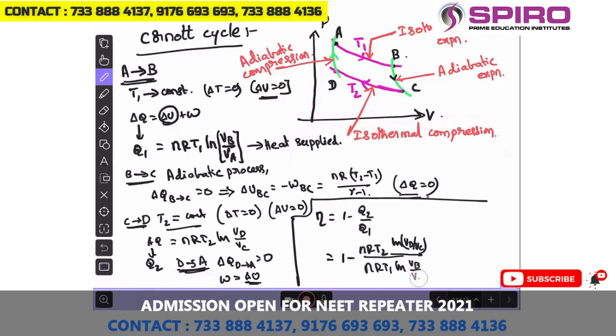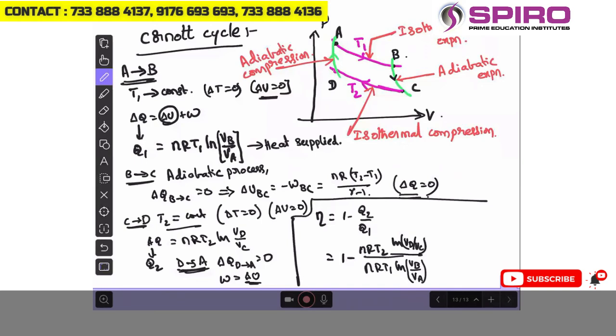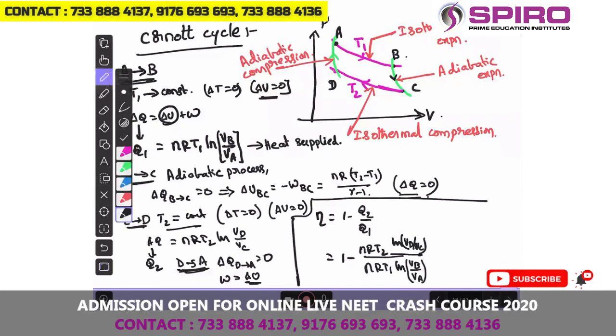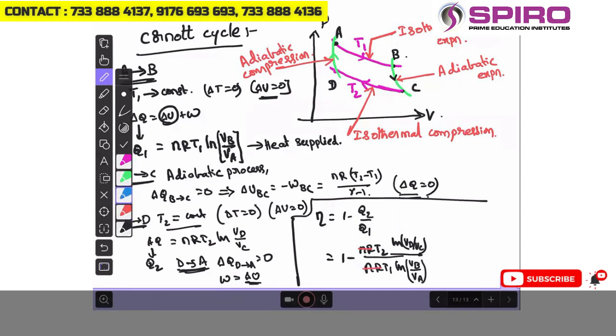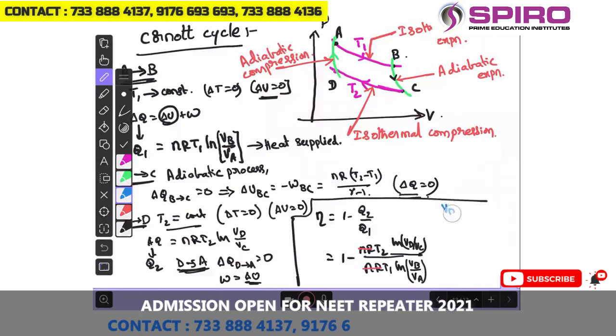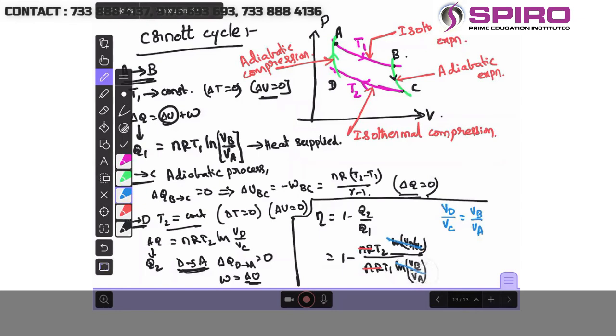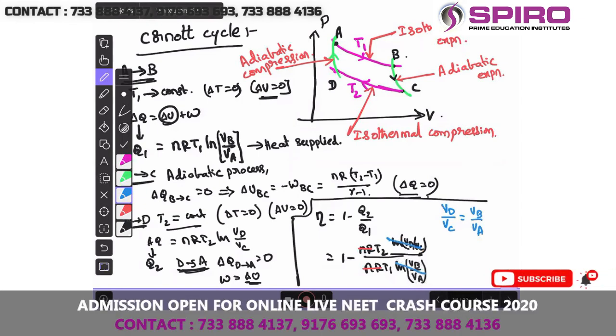VB by VA. Seeing these two both in numerator and denominator, making possible cancellations, nR will get cancelled, and VD by VC, according to adiabatic equations, we can write VD by VC is equal to VB by VA. That's why these two terms also can be cancelled.